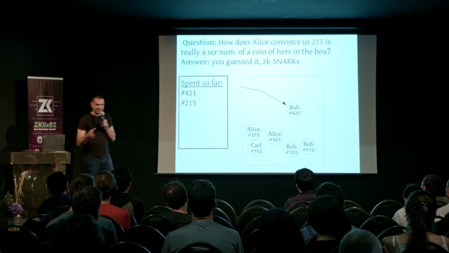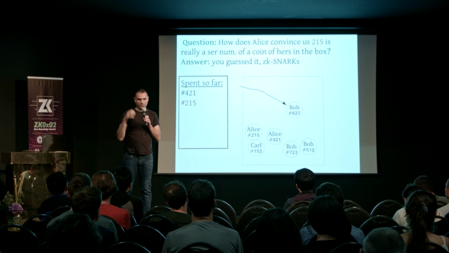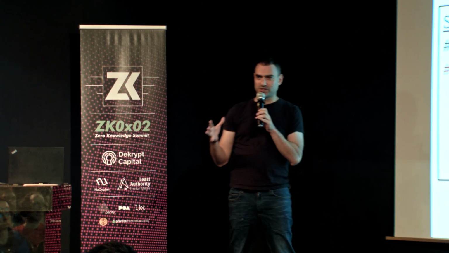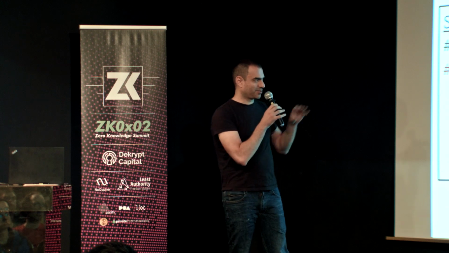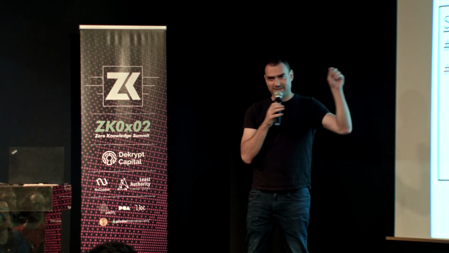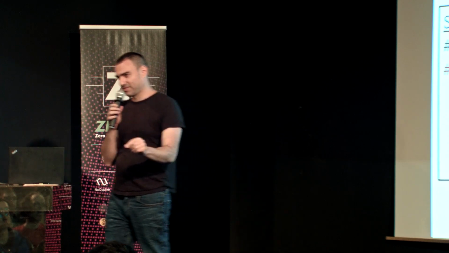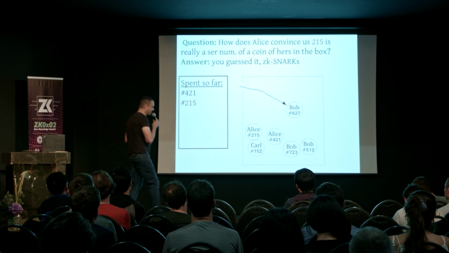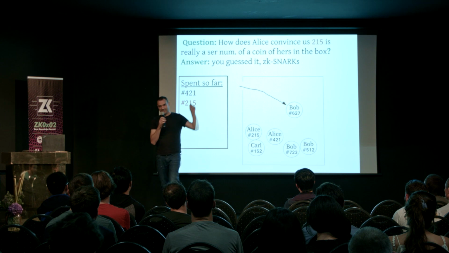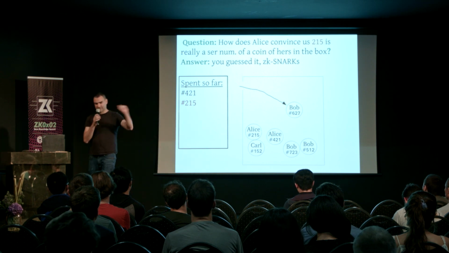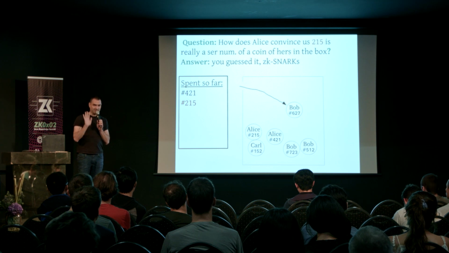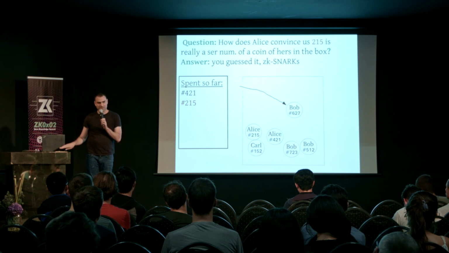As you can guess, the answer in 2 words is zk-SNARKs. Alice will somehow use zk-SNARKs to prove that this number she's writing now on the list is really a serial number appearing on some coin in the box, a coin that says Alice. So that's the Zcash protocol in 3-4 minutes.